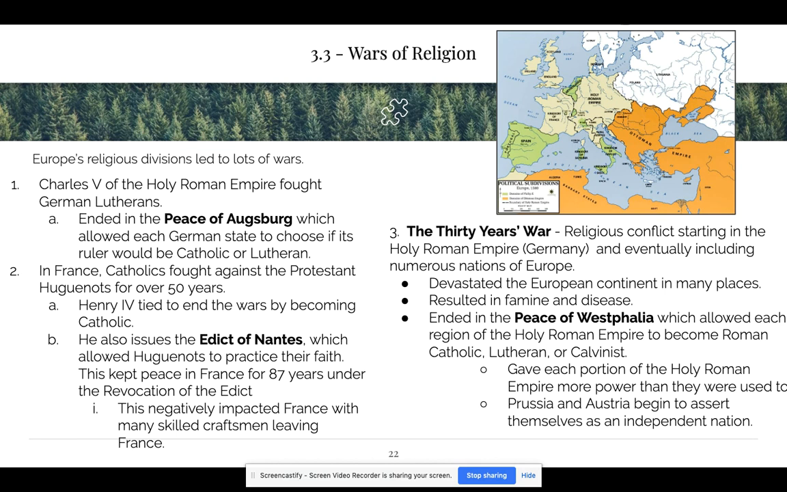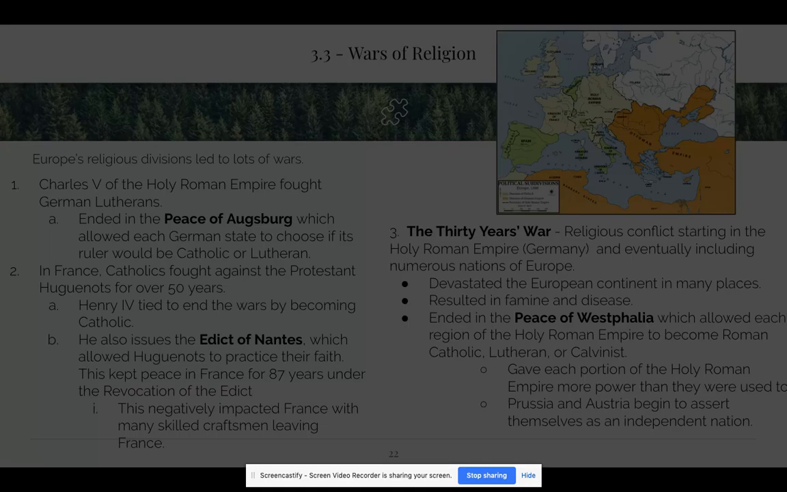This really allowed a lot of these little states in the Holy Roman Empire to become more autonomous, and they started to raise armies, especially places like Prussia and Austria, and they began to assert themselves as independent nations. Again, we haven't talked about the Holy Roman Empire a lot, but this is kind of the beginning of the end for that place. So wars of religion really tear up Europe, and it's all sort of Catholicism versus Protestantism.